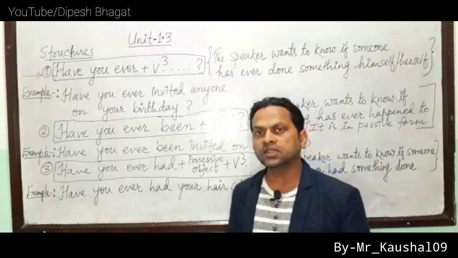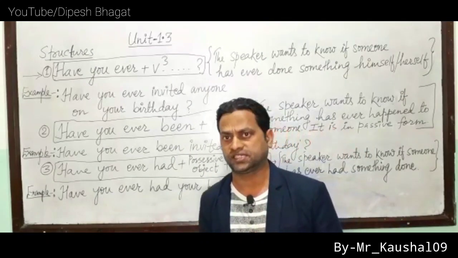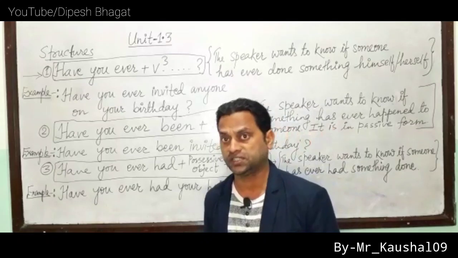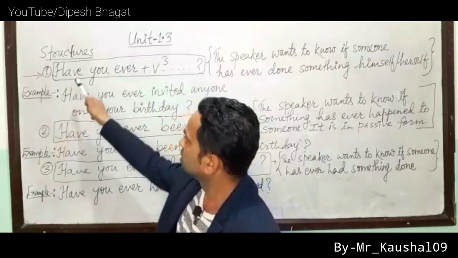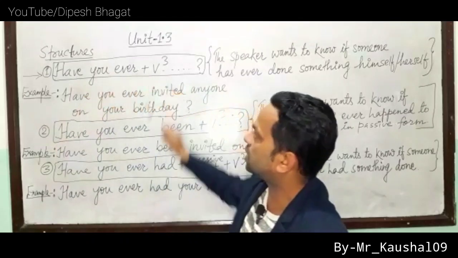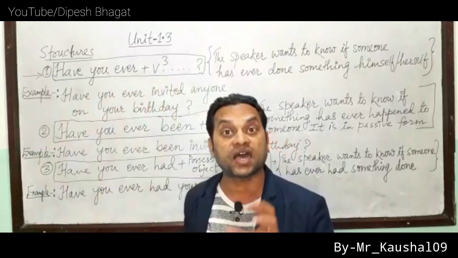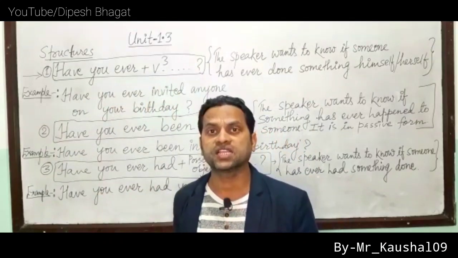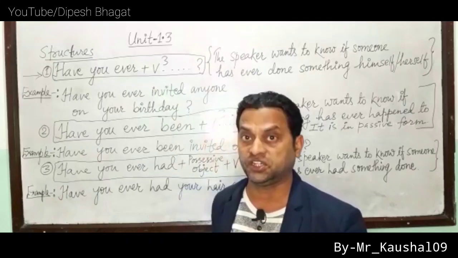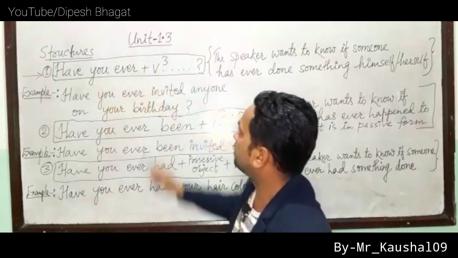Now, all these three structures are used in different situations. Now, what are the situations? Let me explain the structures first. See, have you ever plus verb 3, I mean past participle. Verb 3 is actually the past participle form, the third form of the verb. We call it verb 3 for our convenience, but it is past participle in grammatical language. Have you ever plus verb 3?